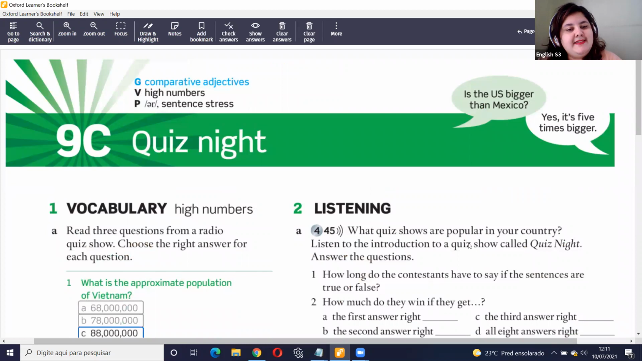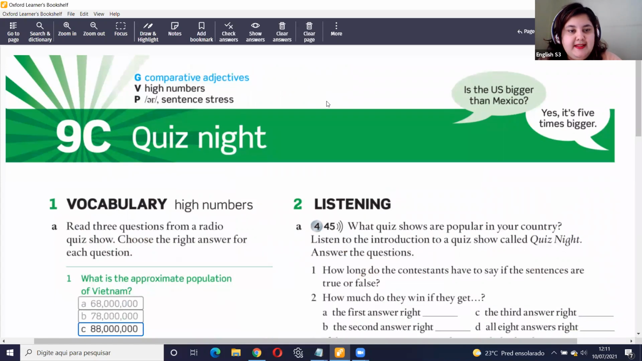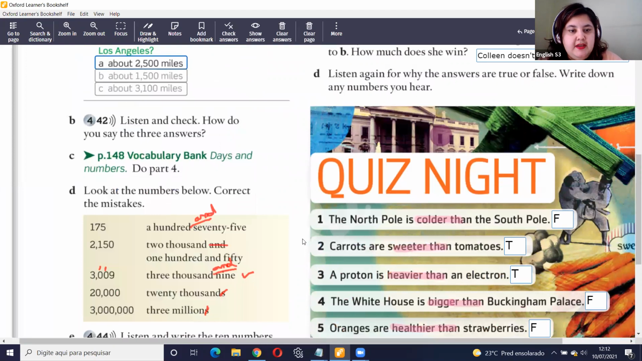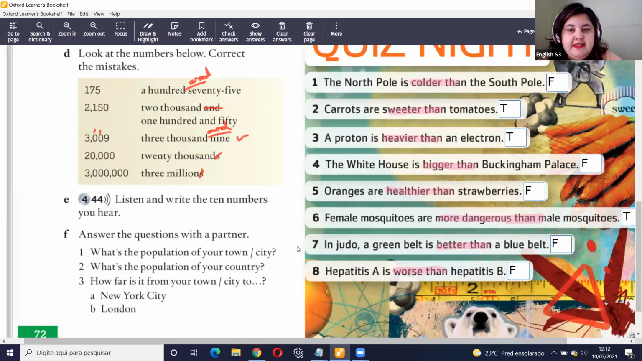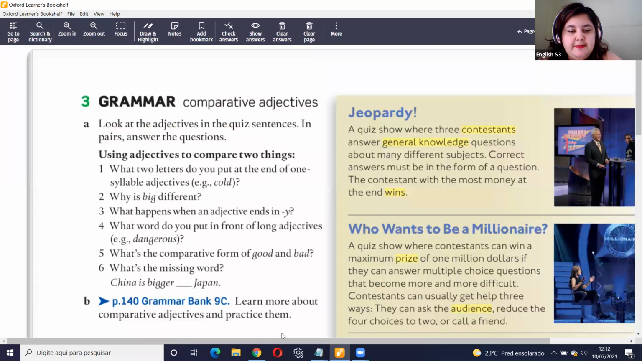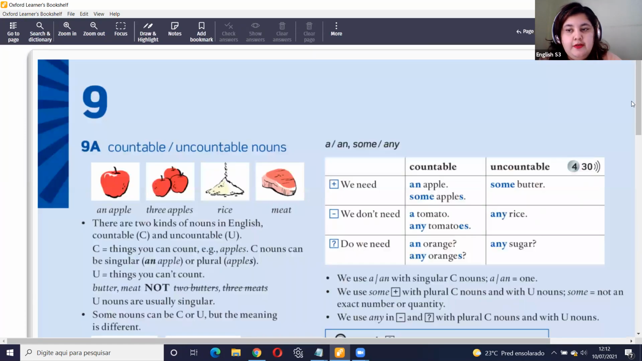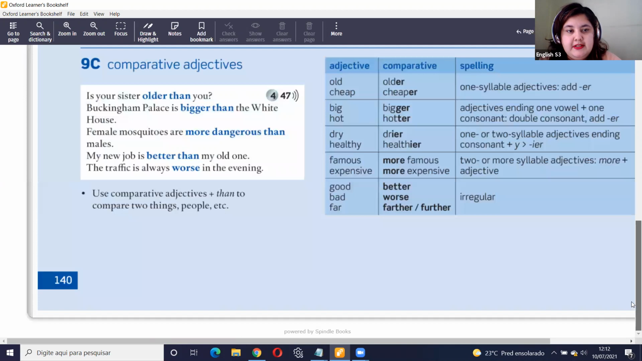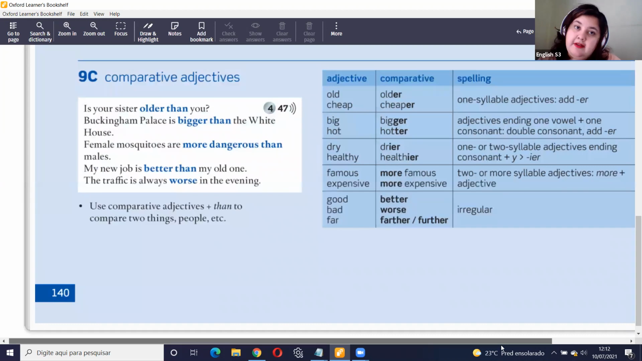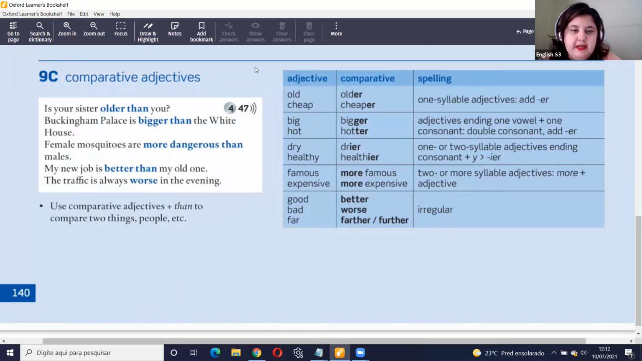In Unit 9C, we have comparative adjectives. Let's take a look at them. Comparative adjectives, in this case, are superiority. How do we make comparatives? The first part is we have to check if it's a long adjective or a short adjective. And how can I check it? Counting syllables. How can I count syllables? Pronouncing. Okay, let's take a look here at the examples.